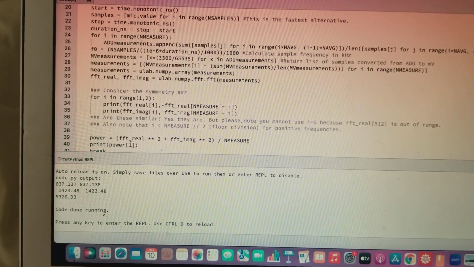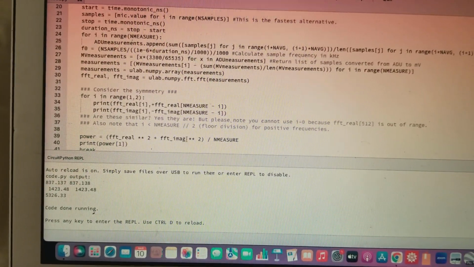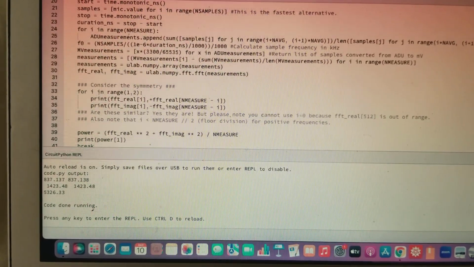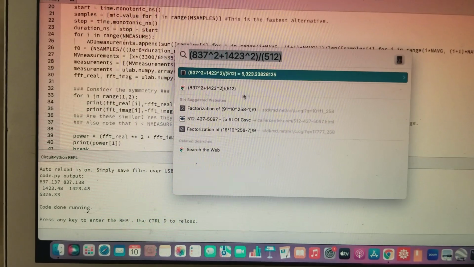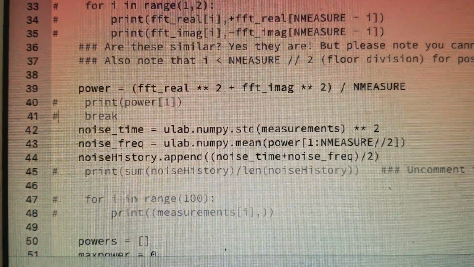So just to show, I have about 837 and I have about 1423. And the formula is FFT real squared plus FFT imaginary squared divided by number of measurements should be the power. And to show that it's reasonable, here I punched it into a calculator and roughly about 5,323, 5,326, so it checks out.